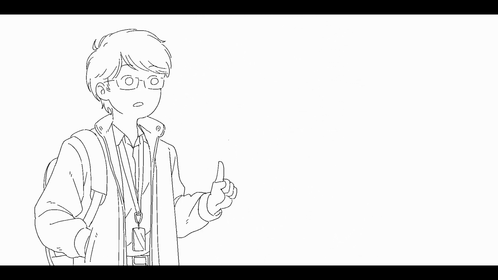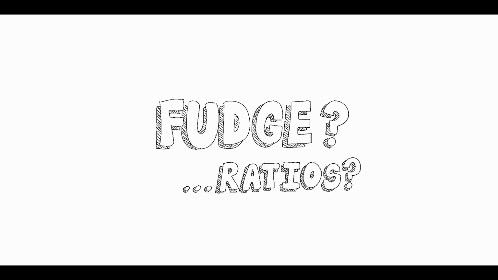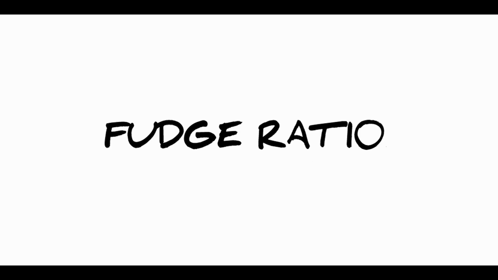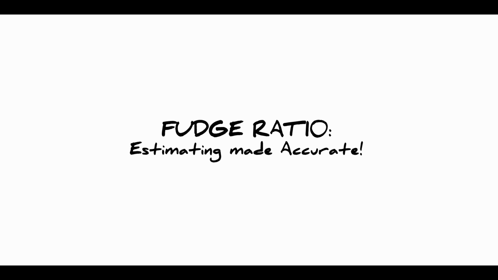Estimating the time it will take for you to accomplish a task is not always reliable. How can we create an accurate schedule based on our performance so that our tasks actually run on time? Well, do you like fudge? And ratios? The fudge ratio is a time management technique that allows you to make an accurate evaluation of your estimated time to complete a certain task.